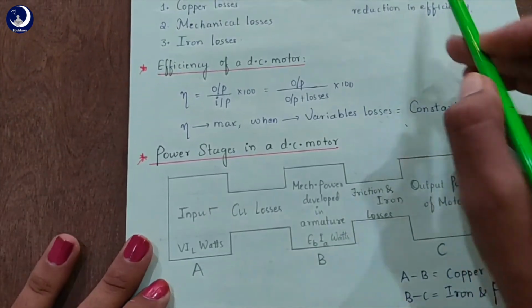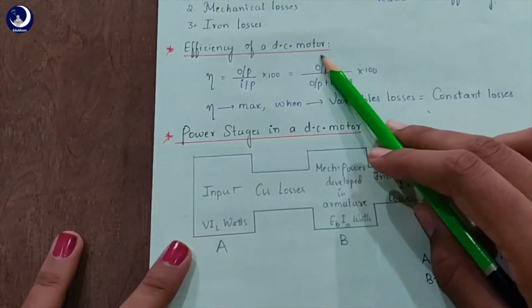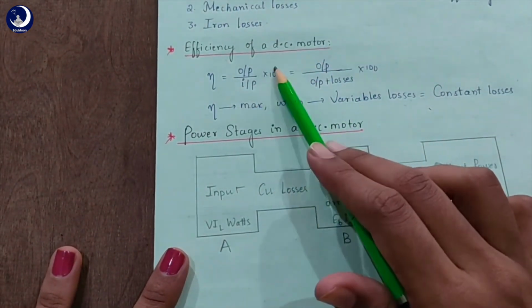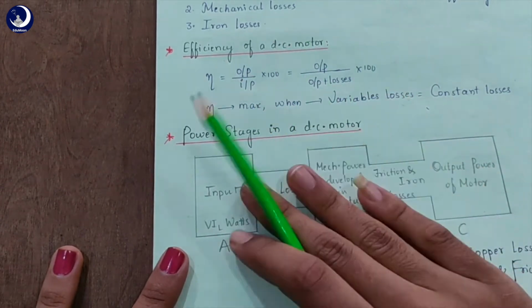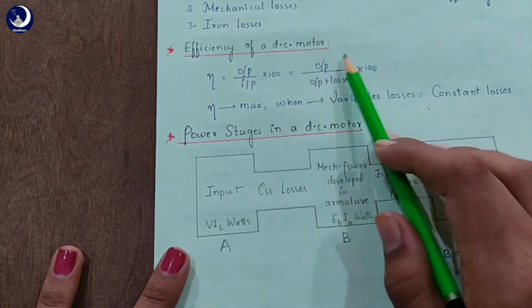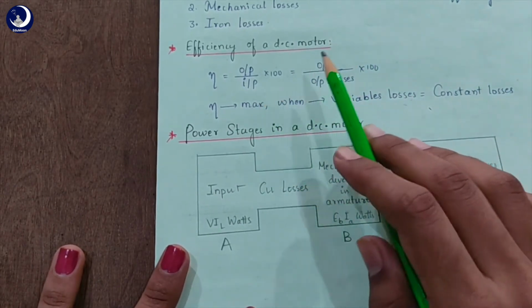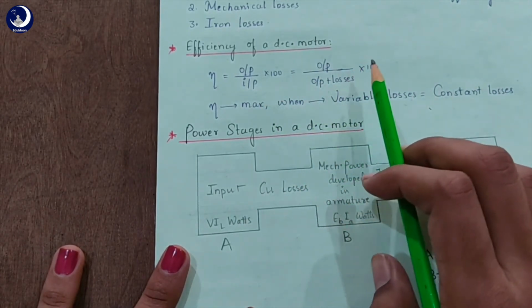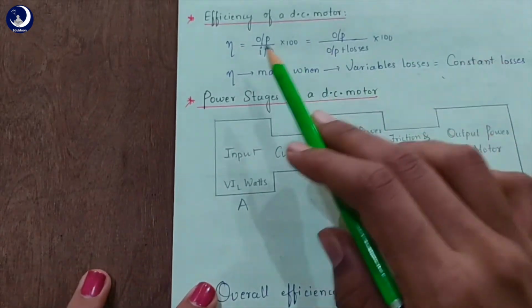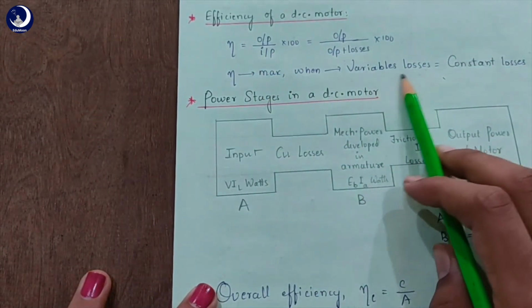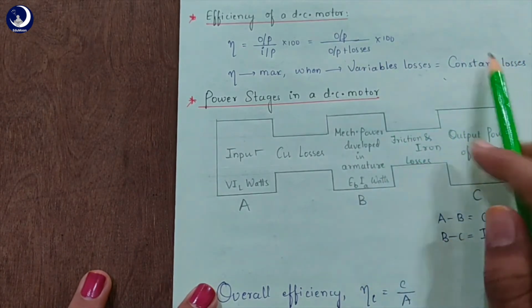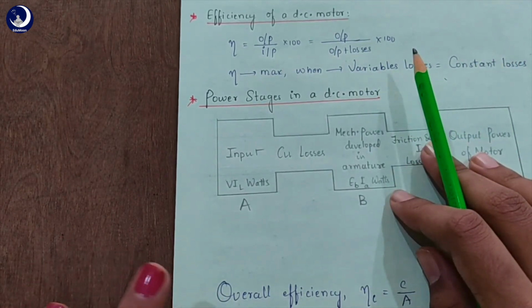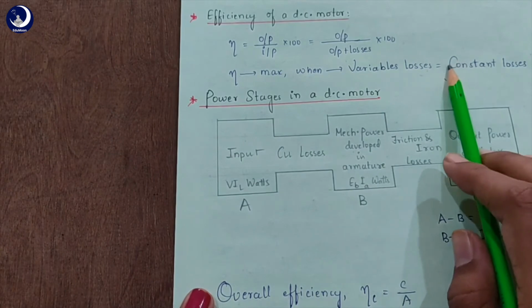And then when we talk about the efficiency of a DC motor, it is given by output by input into 100, right? And what is this input? Input is output plus losses. So efficiency eta equals output by (output plus losses) into 100. And the output is maximum when the variable losses equal the constant losses. We have already finished this topic in our DC generators. Okay, so check it there.